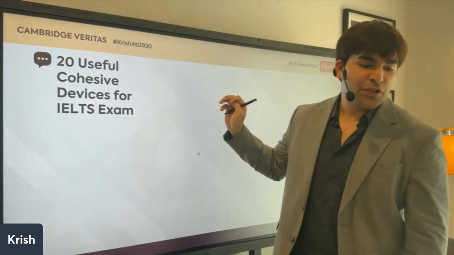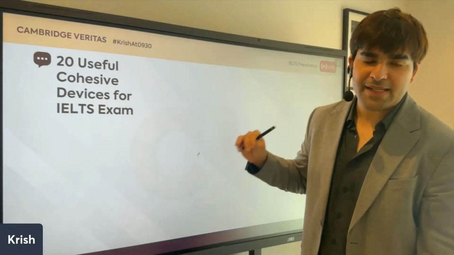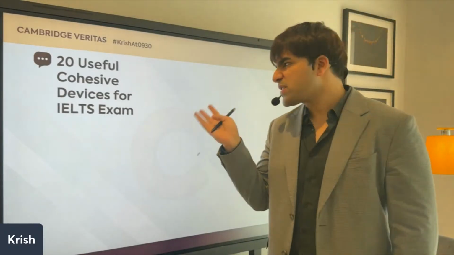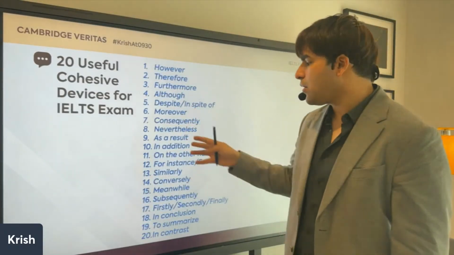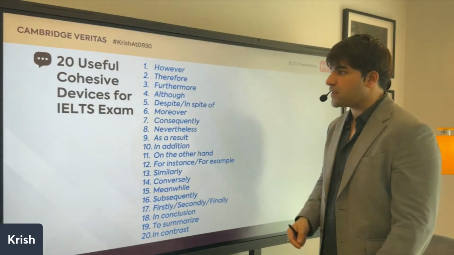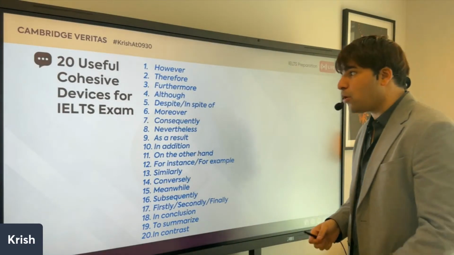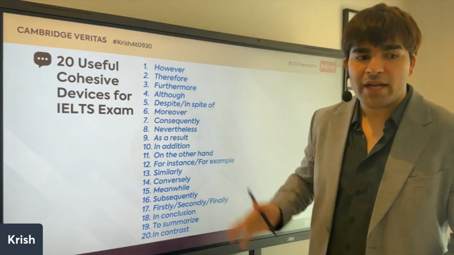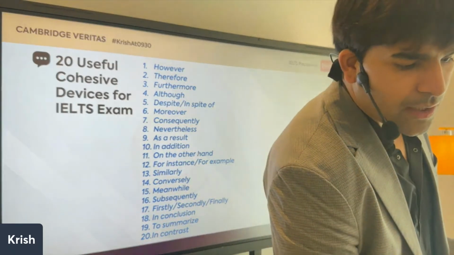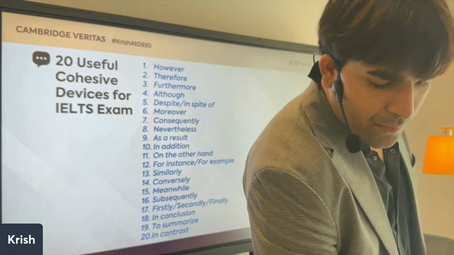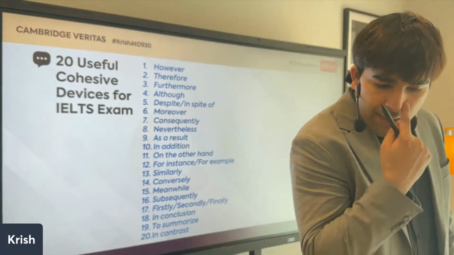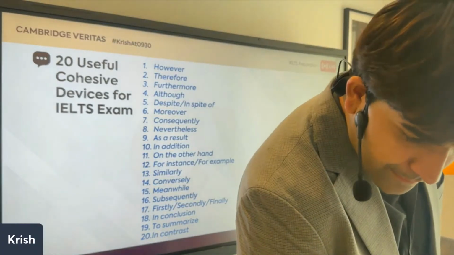All right. The 20 cohesive devices, most of them actually advanced, that you can use are on the list here. Take a screenshot of this. However, therefore, furthermore. It is not only for writing. If you end up using that in speaking as well, you will get band 9. I repeat, if you end up using that, you'll get band 9.